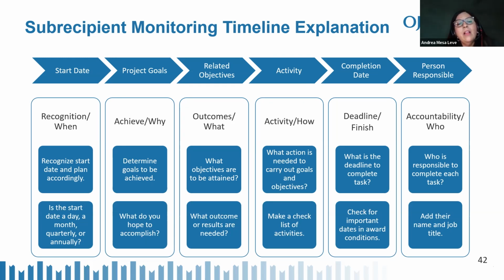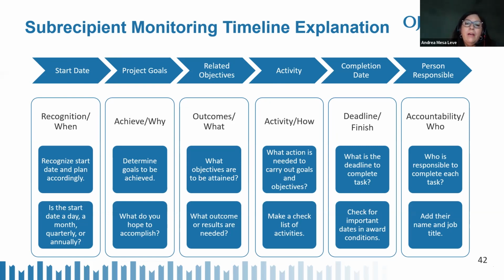We also have our next column, which is activity. So here, this is what actions are needed to carry out your goals and objectives. So you want to make a list of your activities. It's kind of like your to-do list. This is how you're going to do it and how it gets done.